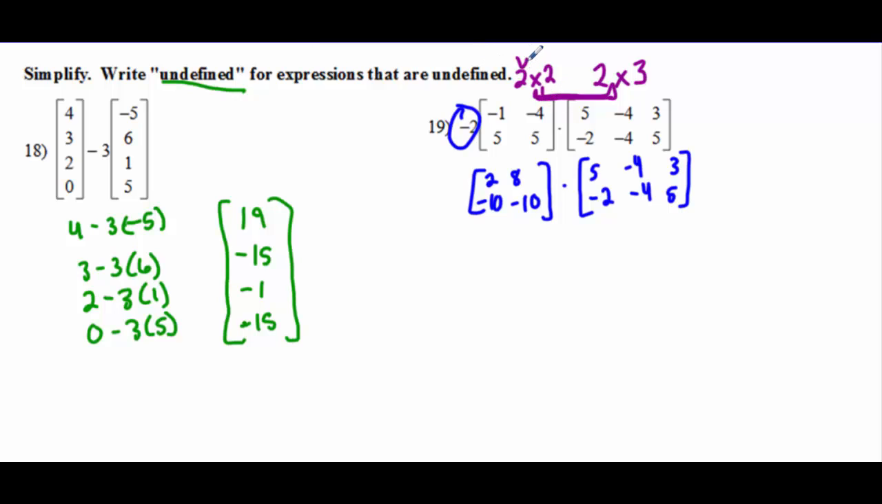Then our answer ends up being the outside numbers. Our answer will be a 2 by 3 matrix, which means it's going to look like the second matrix, that size.